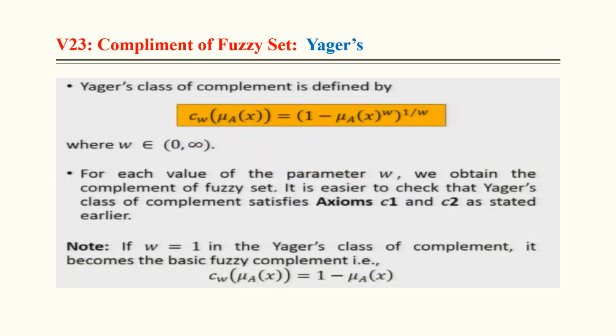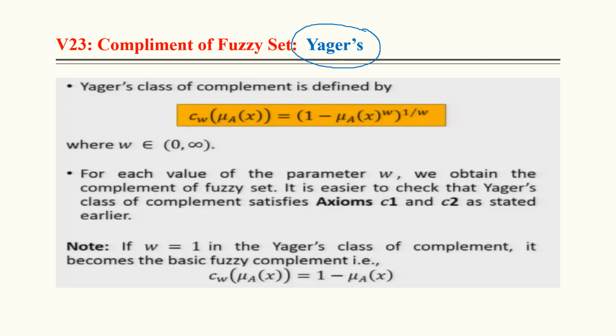Complement of fuzzy set, Yager's. This is also very important, and it may be asked in the final exam instead of what we have discussed right now. We can be asked for Yager's complement, right? Instead of Sugeno, Yager's complement can be asked. So we have to take care of the formula.